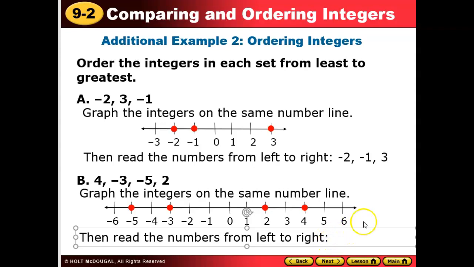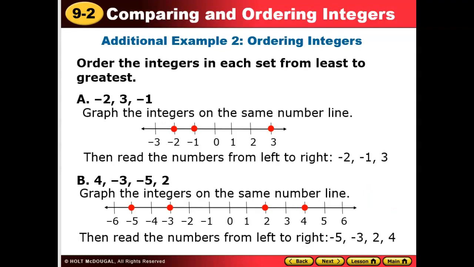My mouse is not cooperating. Let's see if I can do this. It would be -5. Oh yeah, it works. -5, -3, 2, and 4. That is how you would order numbers from least to greatest.